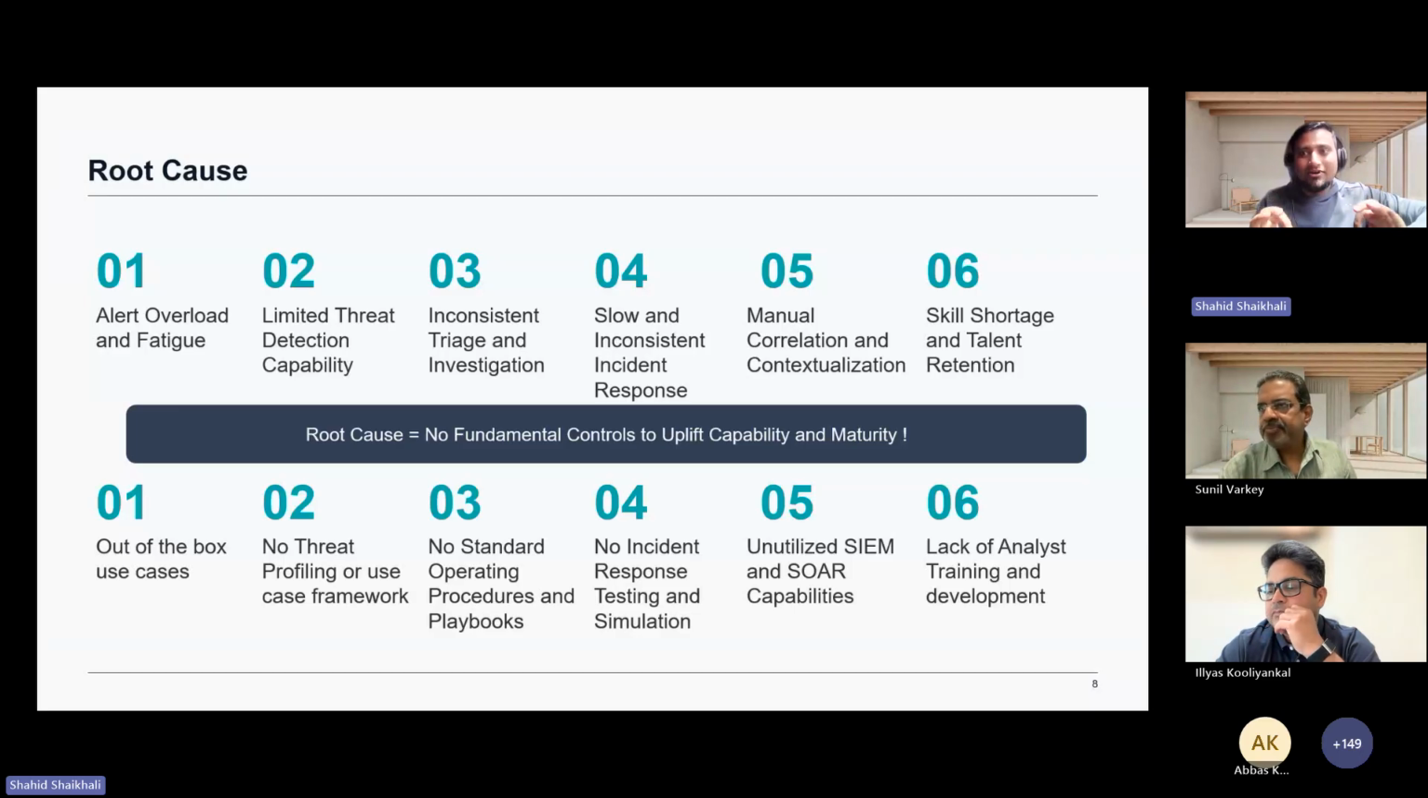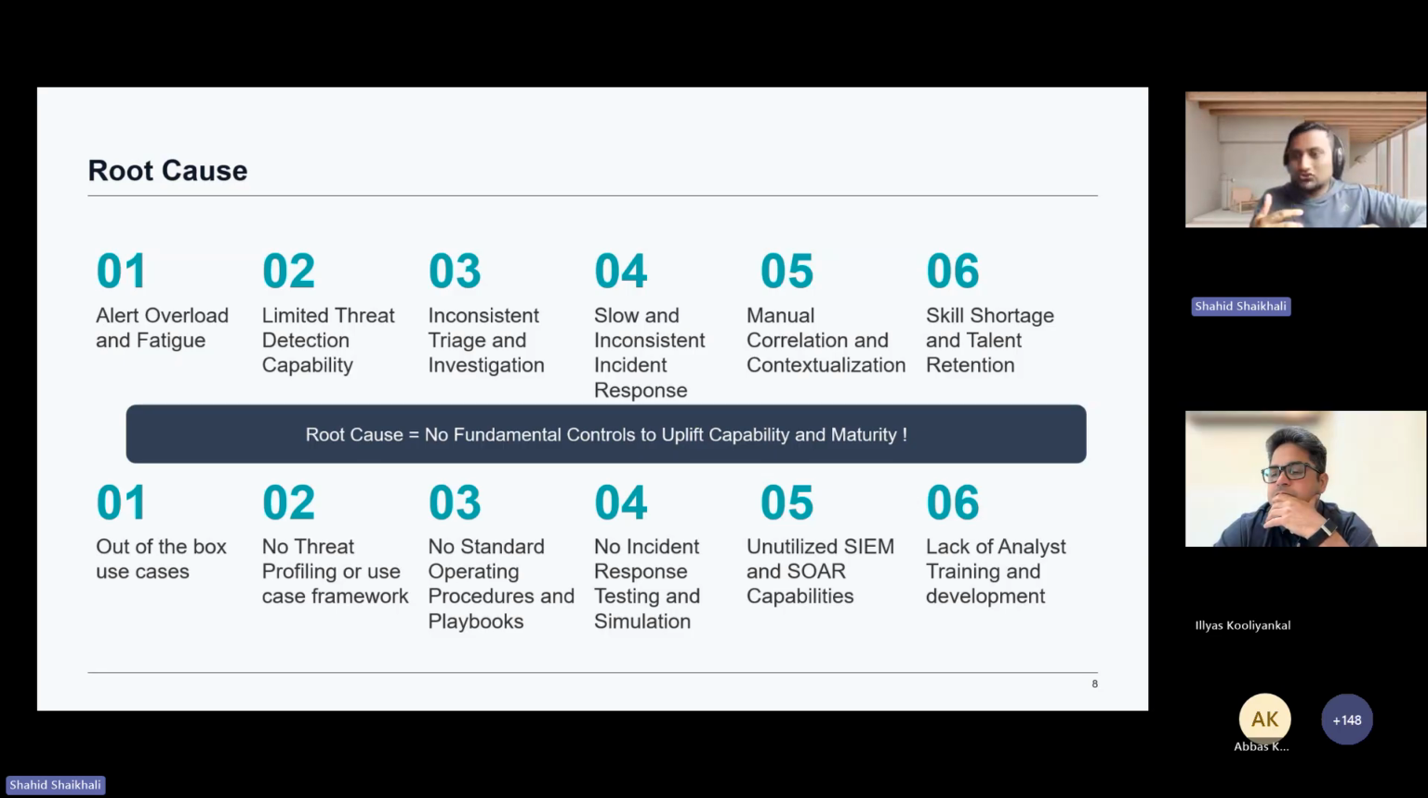Many SOCs enable out-of-the-box use cases and complain about alert fatigue or false positive rates. They do not conduct threat profiling to identify their threat and attack landscape and complain about threat detection gaps. They do not have SOPs and they complain about inconsistent triage and investigation. They lack a tested IR plan and have issues responding to security incidents. They underutilize SIEM, SOAR, XDR, and other tools and struggle with manual correlation, and they do not invest in analyst training, which results in skill shortage or retention issues.